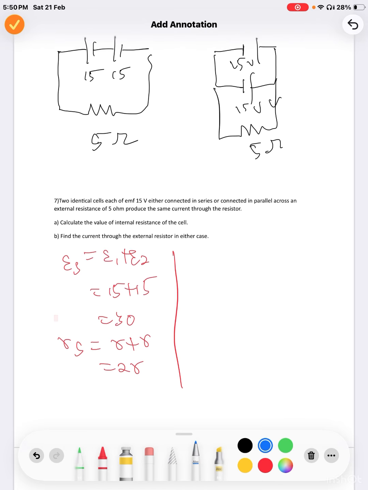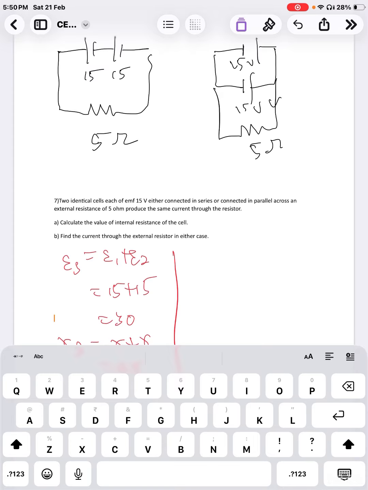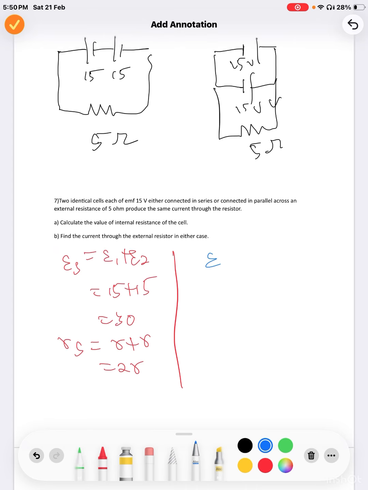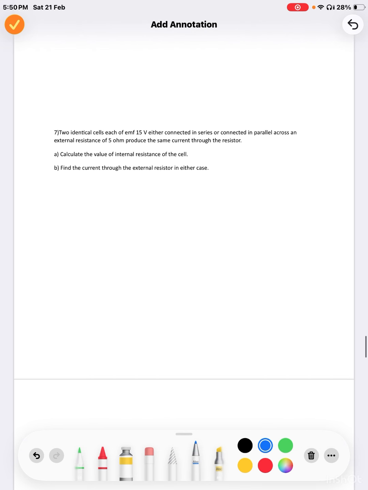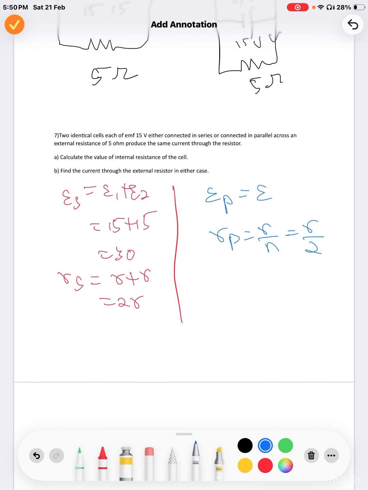And similarly, we'll find for the parallel combination. So EP, they are identical. If they are identical, parallel combination is simple. EP will remain as E only, same EMF as individual, and RP become R by N because they are identical. That become R by 2. Now, once I know EP and RP values, we'll find the current. So how to find the current here?